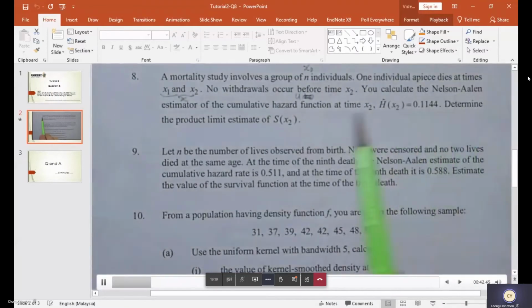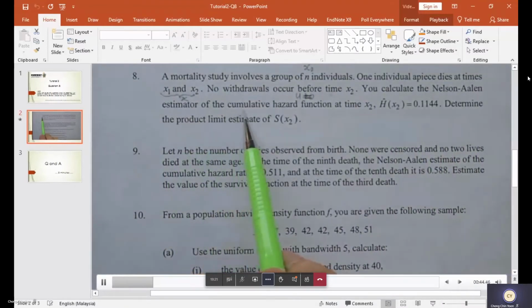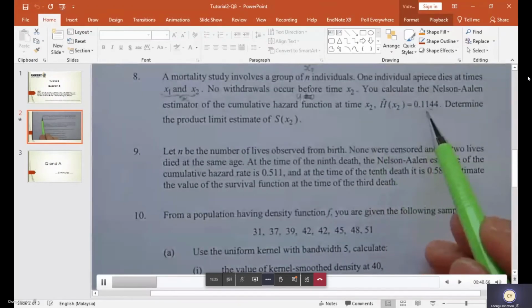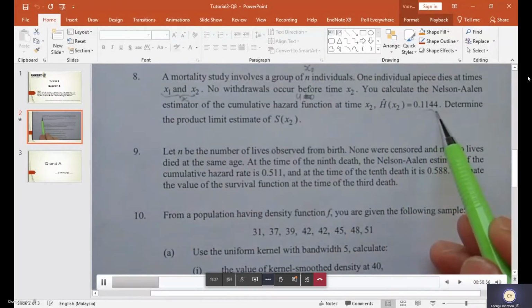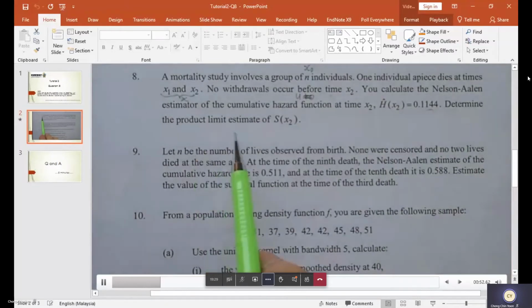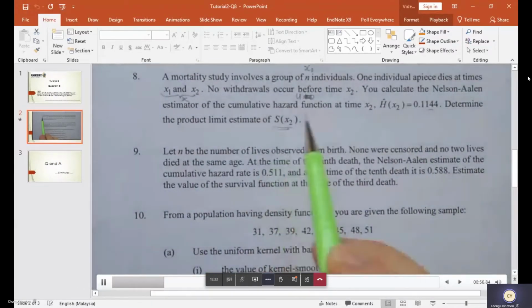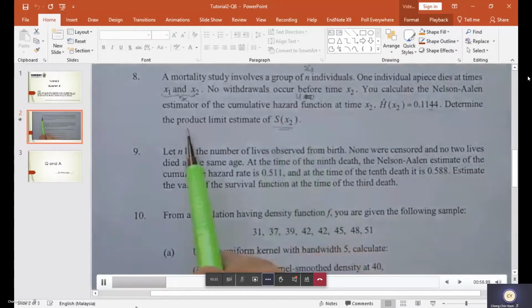You calculate the Nelson-Aalen estimator of the cumulative hazard function at time x2, which is 0.1144. Determine the product limit estimate of survival at x2. So this is our aim, to find this survival at x2 by using the Kaplan-Meier method. To solve this problem, we have to find the value of n.